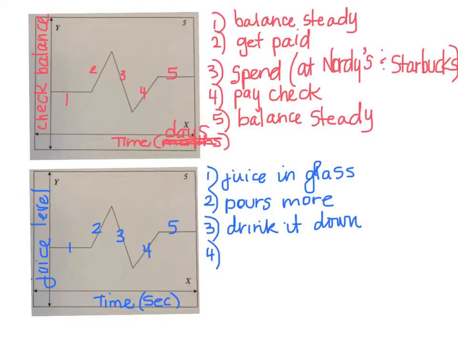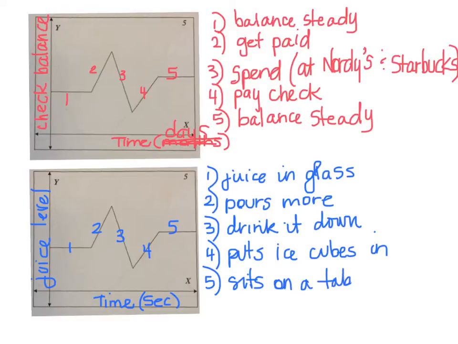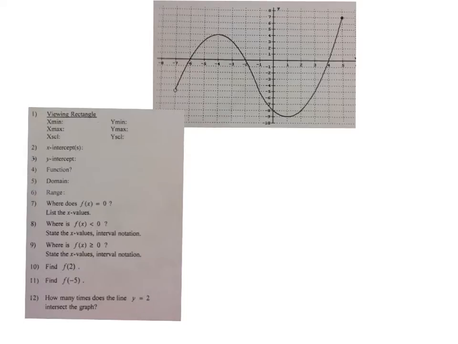Section 4, someone puts an ice cube in it, and the level goes up. In section 5, it sits, yeah, I can't spell. It sits on a table. No one drinks it. So, graphs can tell different stories, and that's what we're looking at now. Now let's talk about the math of analyzing graphs, so then we'll be able to put them together.